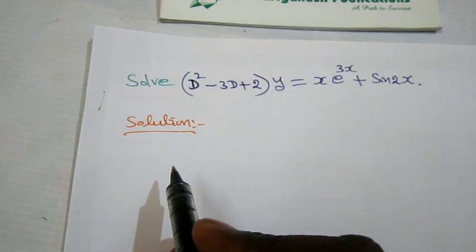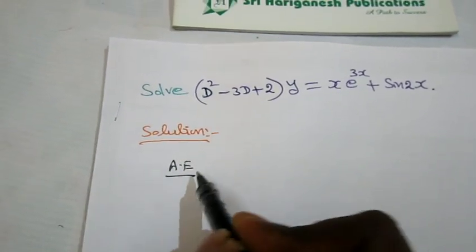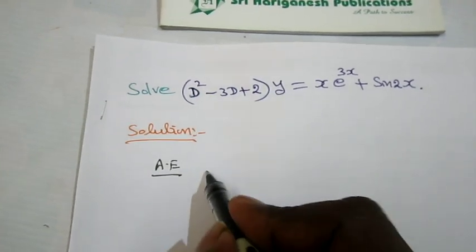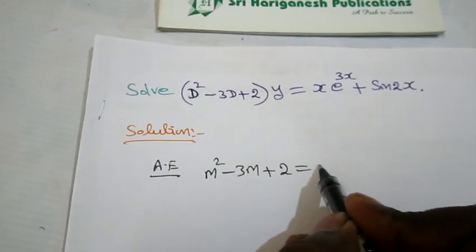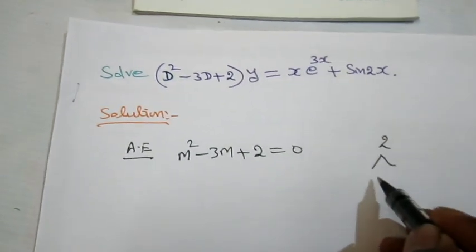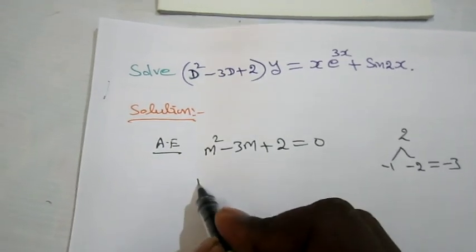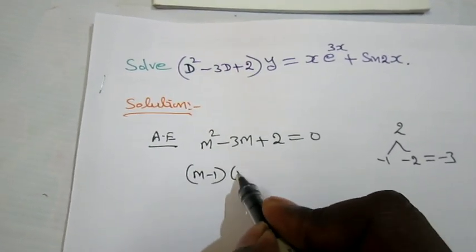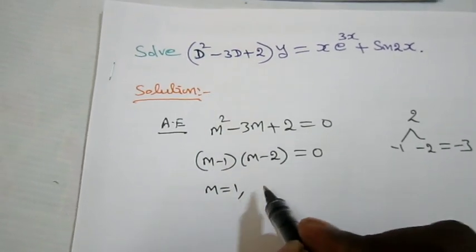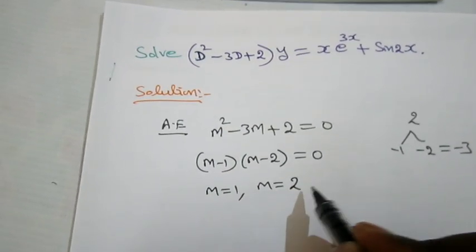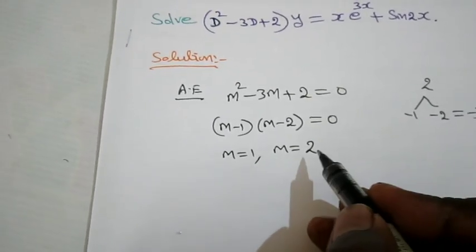To find the complementary function, we have to write the auxiliary equation. The auxiliary equation is obtained by replacing D by m, so m square minus 3m plus 2 equal to 0. This 2 can be written as minus 1 into minus 2, which sums to minus 3, so (m minus 1)(m minus 2) equal to 0. So m equal to 1 and m equal to 2. Therefore there are two values for m, both different, unequal.